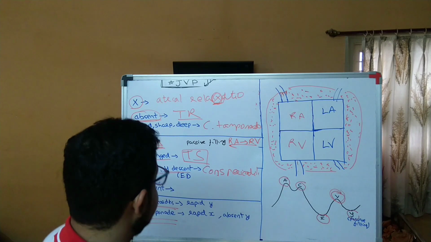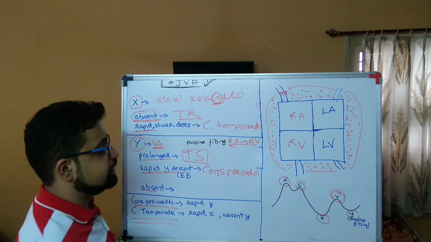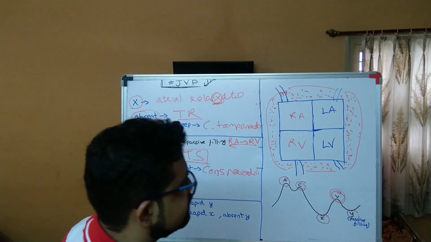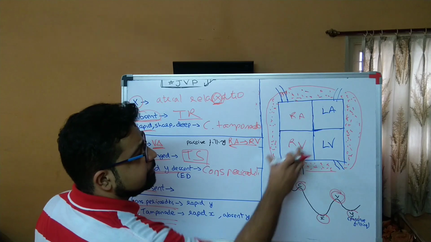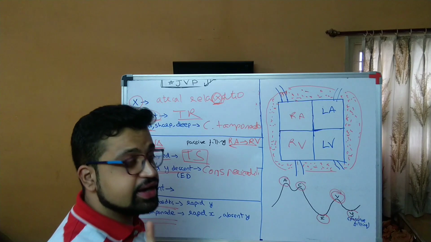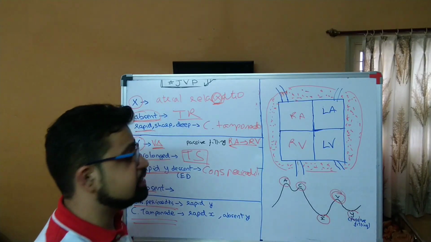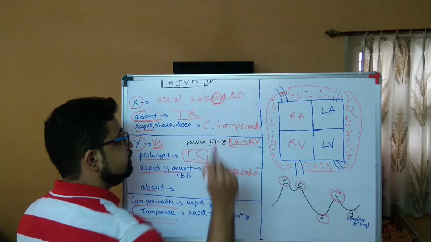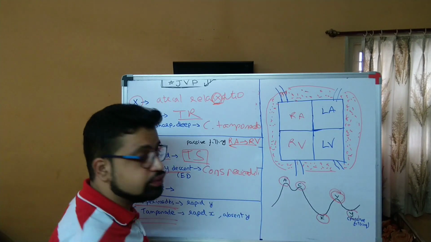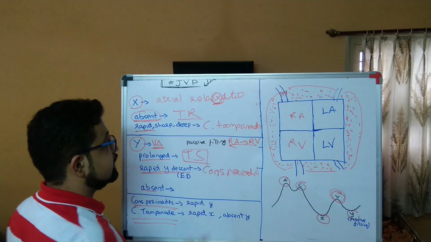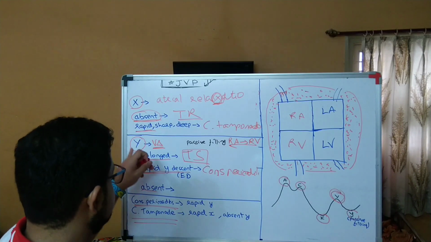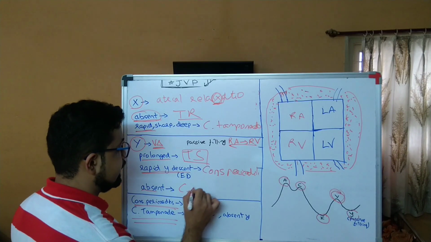Now, in which condition do you get absent Y descent? Imagine the condition of cardiac tamponade. There is blood in the pericardial space. The pressure in the right ventricle is so high that it doesn't allow the passive filling of the right ventricle from the right atrium. That is the reason why it doesn't allow passive filling, due to the high pressure in the right ventricle from the blood collecting in the pericardial space. So you don't get the Y descent in cardiac tamponade.